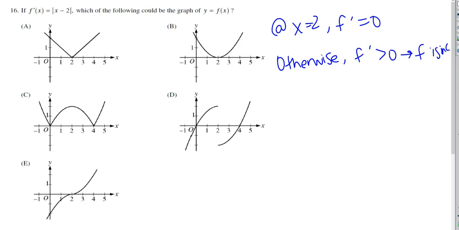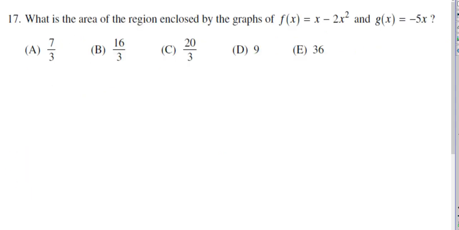So it would be increasing everywhere, so it can't be A, it can't be B, it can't be C. It's between D and E, but at 2, I need a horizontal tangent line. So when I zoom in there, I would get a slope of 0. Here, if I try to zoom in, it's not even continuous. So, correct answer is E.